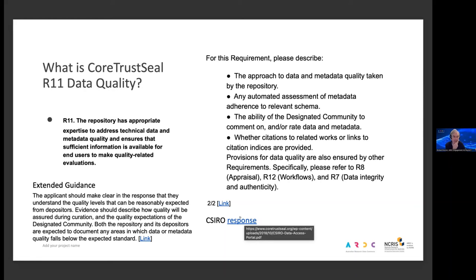Applicant should make clear in the response that they understand the quality levels that can be reasonably expected from depositors. Evidence should describe how quality will be assessed during curation and the quality expectations of the designated community. So this is where the community is important. You're trying to meet the needs of the community. So different communities might have different needs. So if you have a clear view of who's using the data, then you're more likely to have a clearer view about what they need in order to assess the quality.